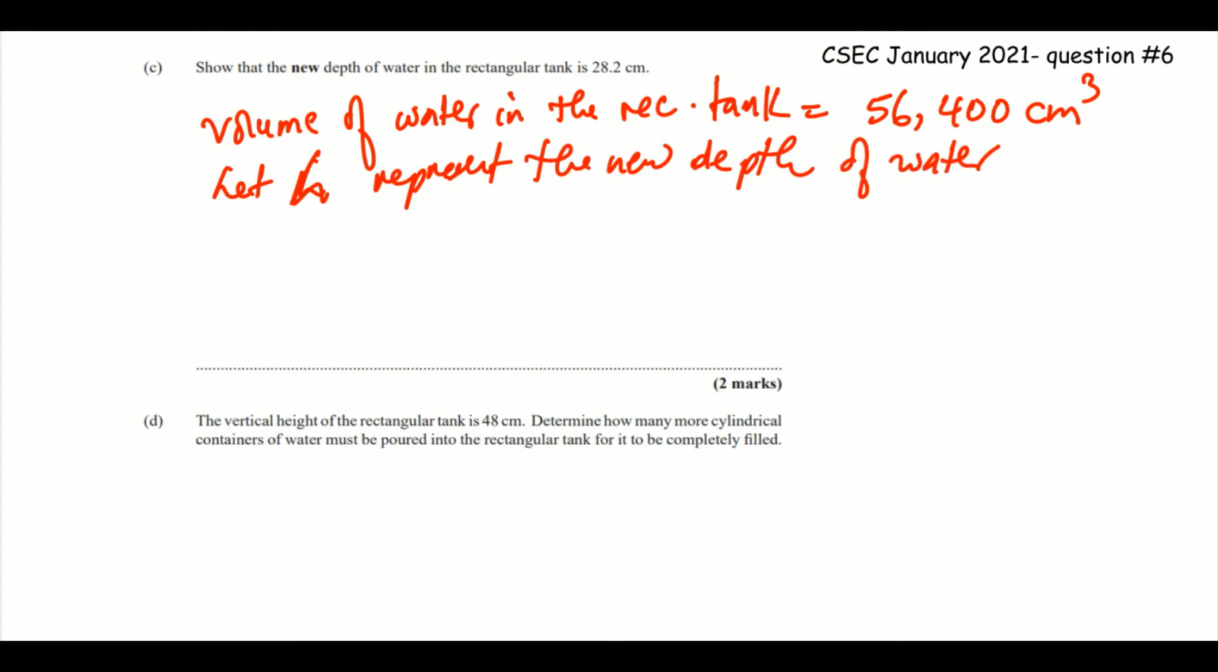And then we can apply our formula. What's the formula that we're going to be using? We know we have the area of the cross section times height. So volume is equal to area of the cross section times height.